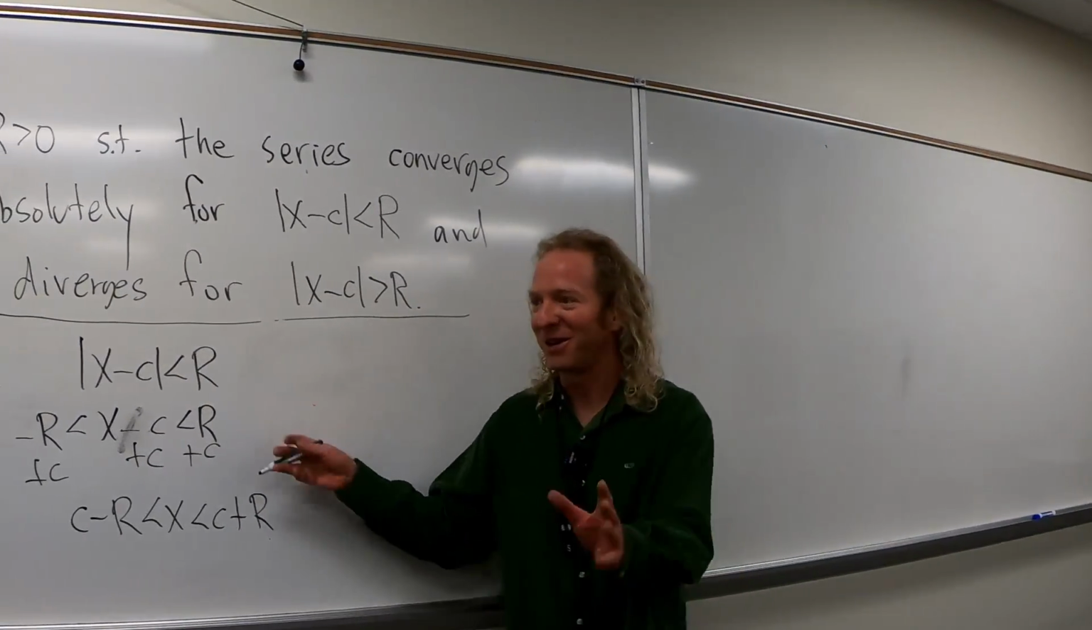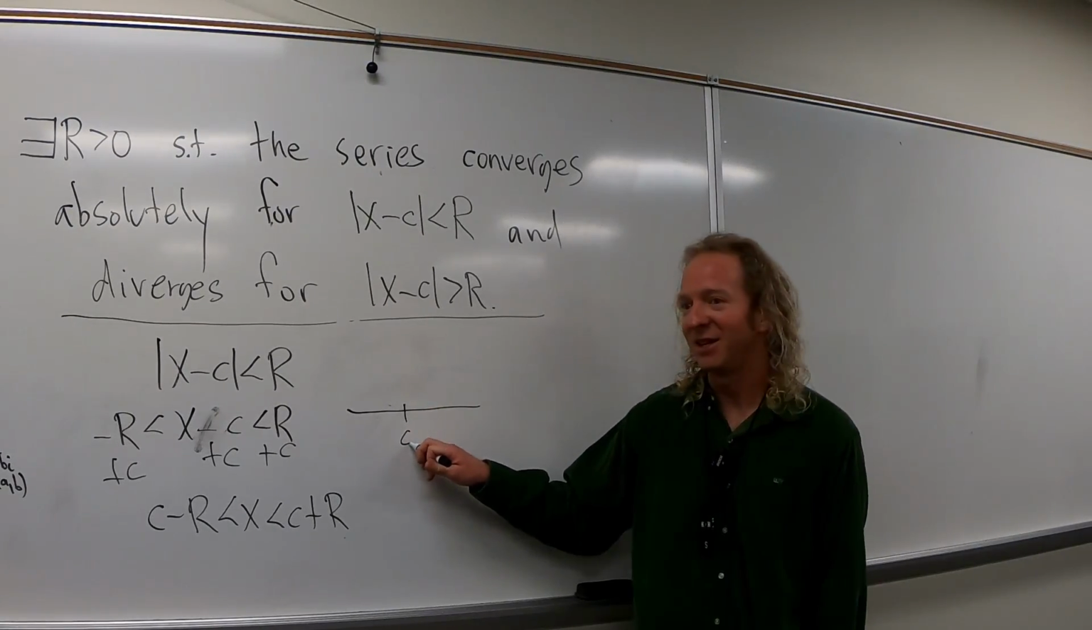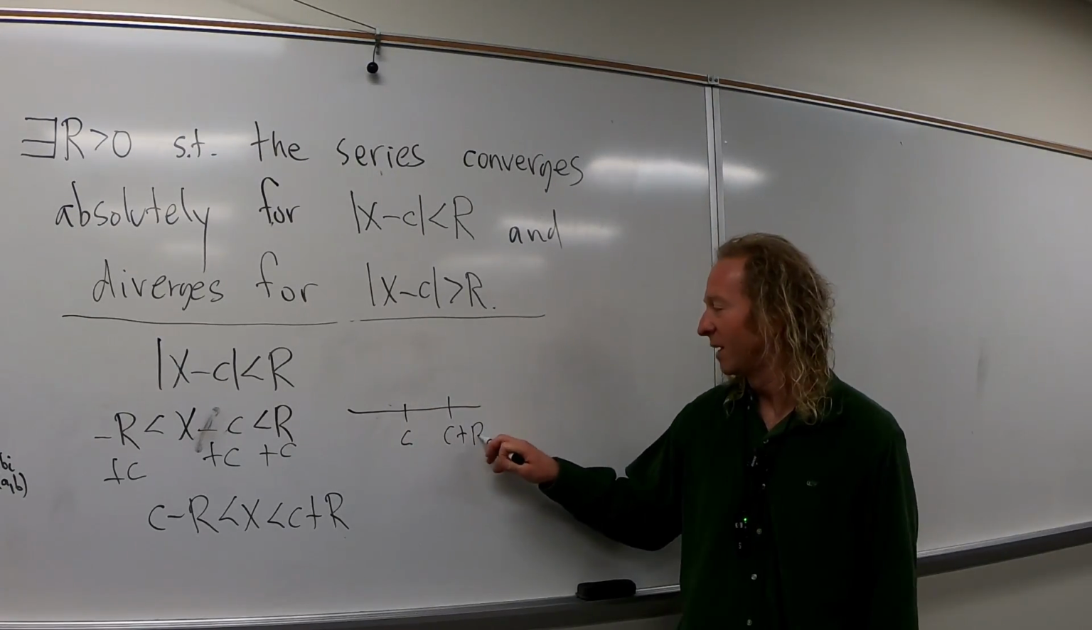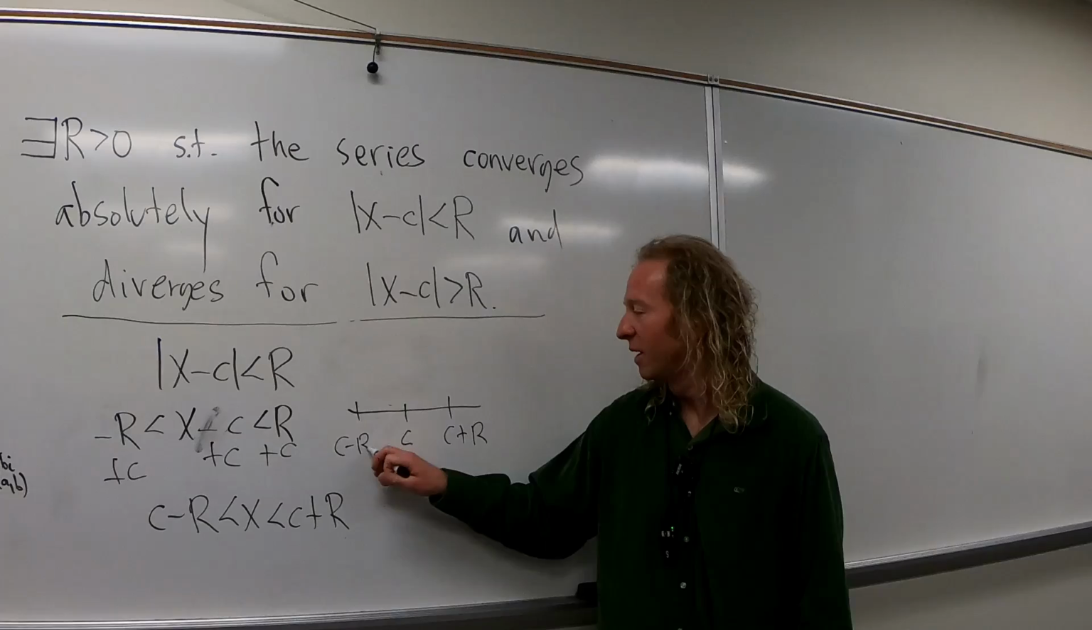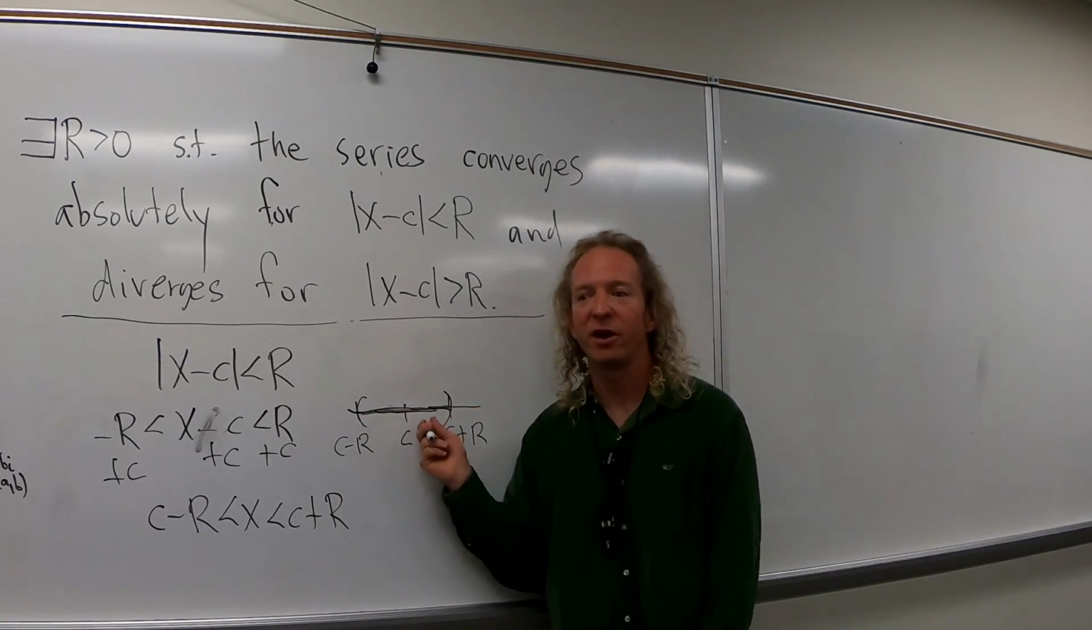Looks good. So it looks like this. Here's c, here's c plus r, here's c minus r, and so it converges here. This has a name in Calc 2. They call it the interval of convergence.